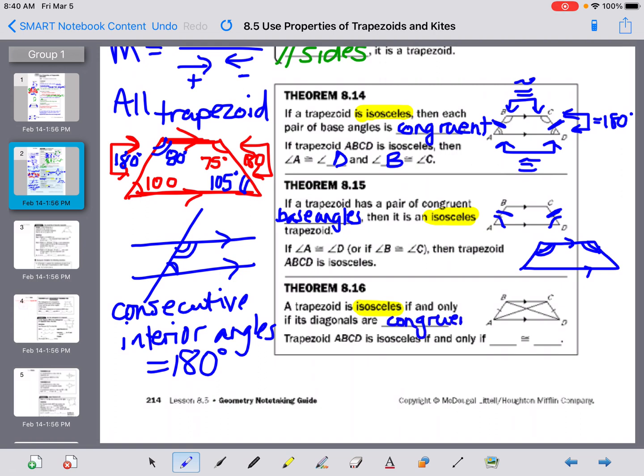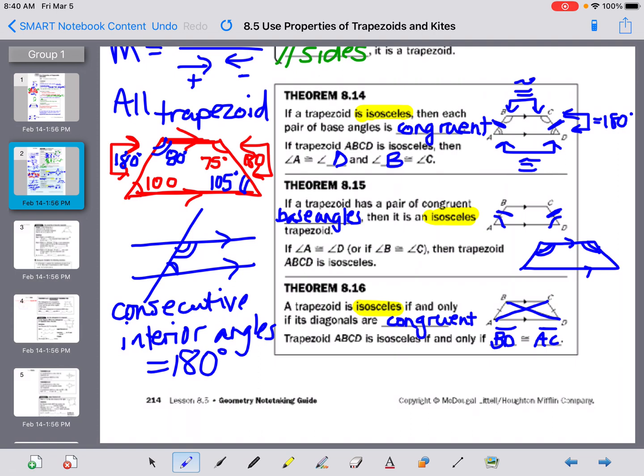All right, the last one here: a trapezoid is isosceles if and only if its diagonals are congruent. So when I go from B to D here, it's going to be the exact same length as from A to C. And this is so important to remember: there are only congruent diagonals in an isosceles trapezoid. It does not happen in a regular trapezoid, but it does in an isosceles.